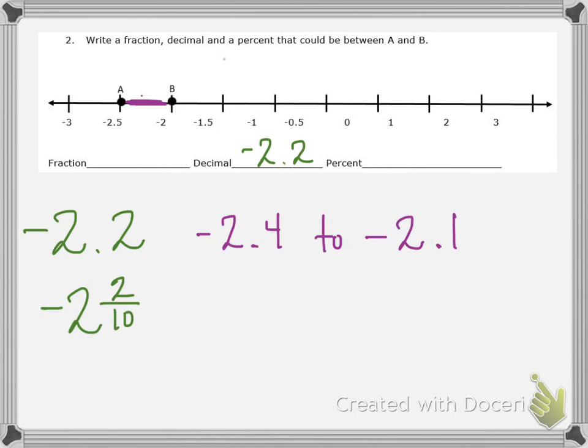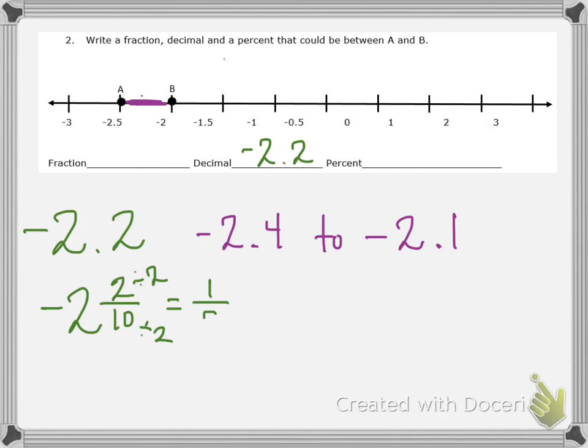Okay, remember, when we have fractions, we always want to make sure that we can simplify it if we can. So I'm going to ask myself, what number goes into 2 and 10? They're both even numbers, so I know that 2 goes into both numbers. So I'm going to divide by 2 on the numerator and denominator. 2 divided by 2 is 1.